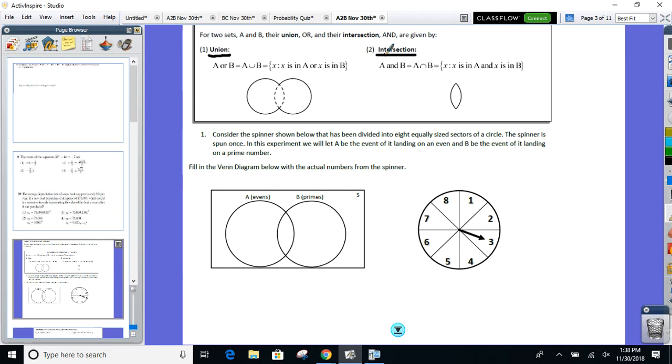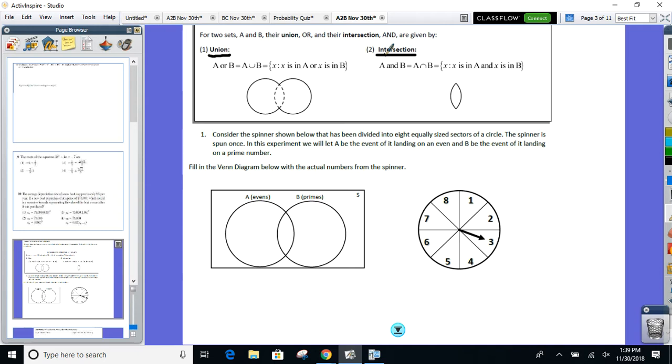All right, so I have a spinner here, 1 through 8. I need your help placing the numbers in the appropriate spot on this Venn diagram. I've got a spot for evens, a spot for primes, and an intersection where they're both prime and even. I want to remind you, the first prime number you encounter is 2. 1 is not a prime number. 2 is the first prime number.